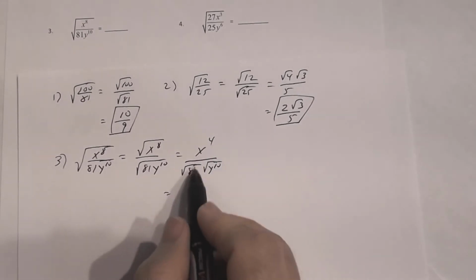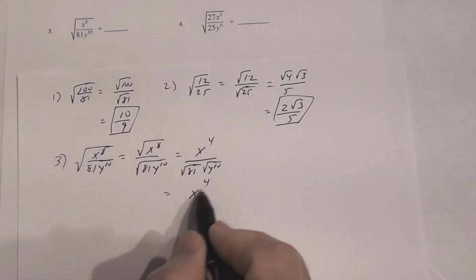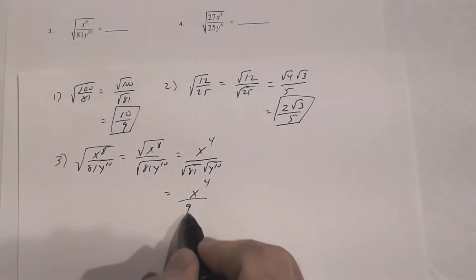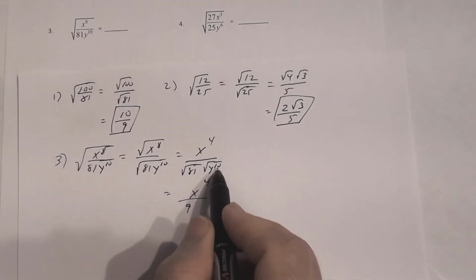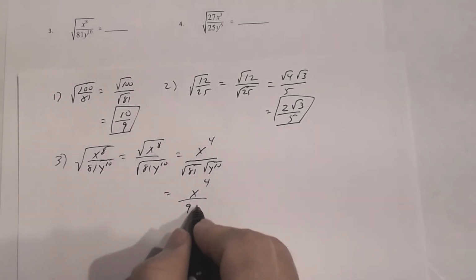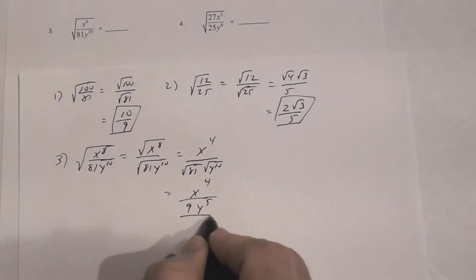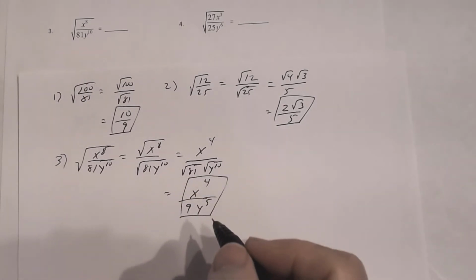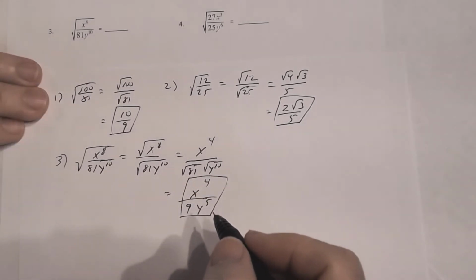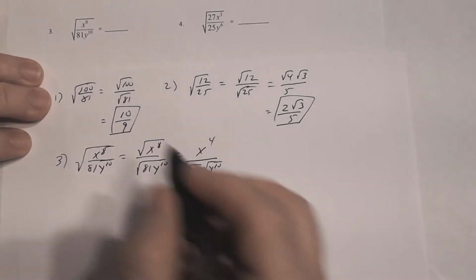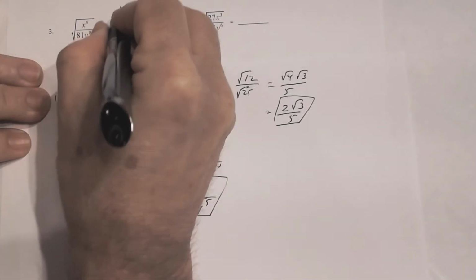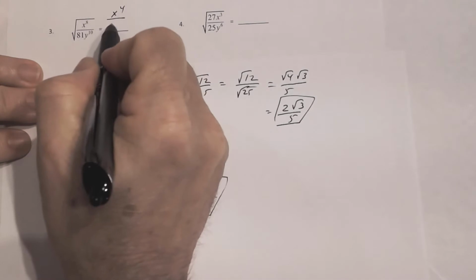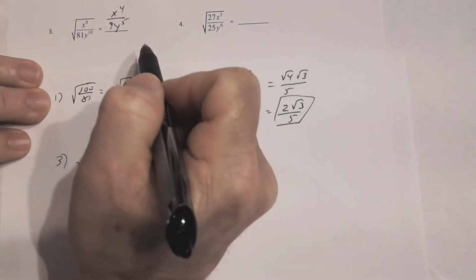So here, okay, the numerator is x to the 4th. The denominator, square root of 81, is 9, and this is even, so the square root of y to the 10th is y to the 5th. And so that's the answer there. So number 3, the answer is x to the 4th divided by 9y to the 5th.